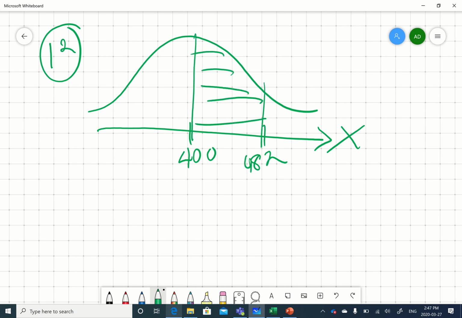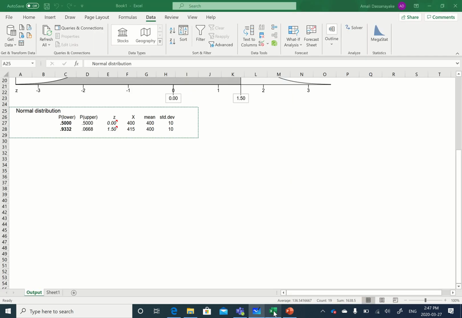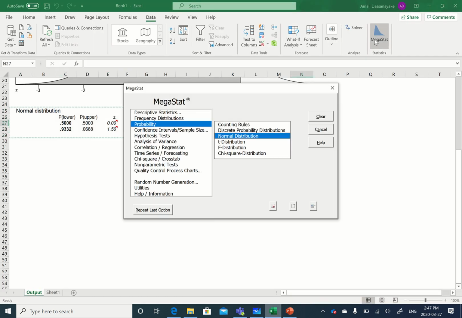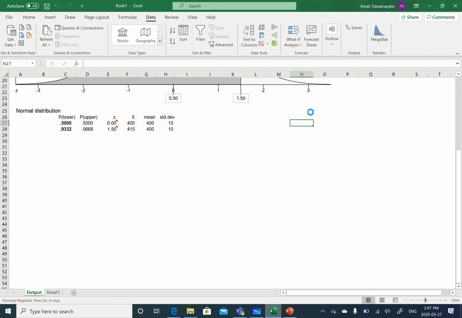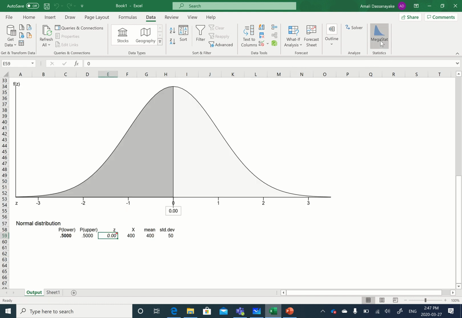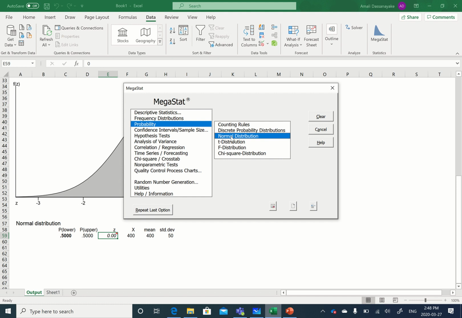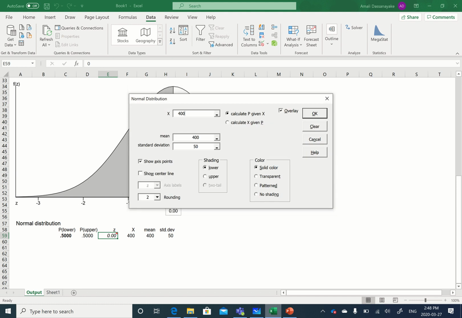Okay, right, so we go back to Megastat. Normal distribution. Mean is 400. Standard deviation is 50. I have to run for 400, and then run again for 482.